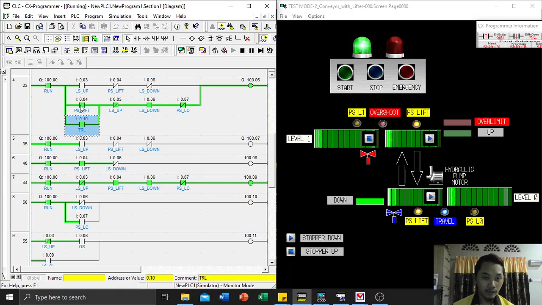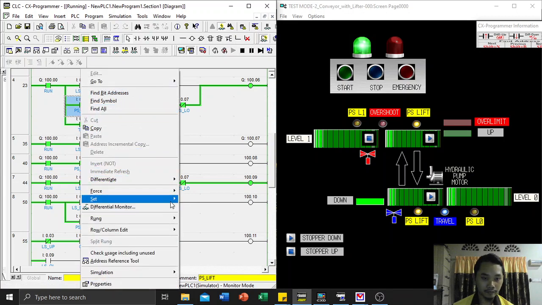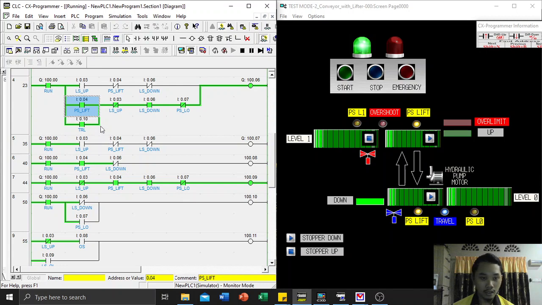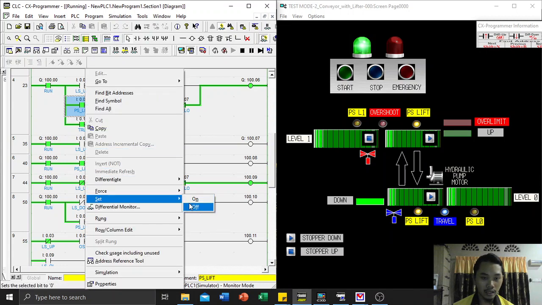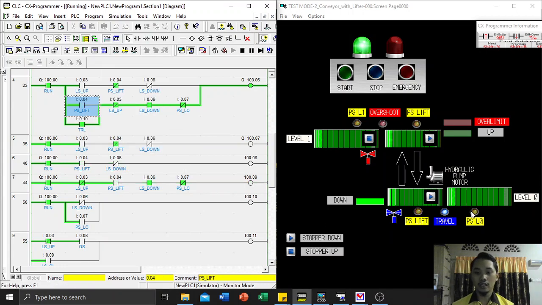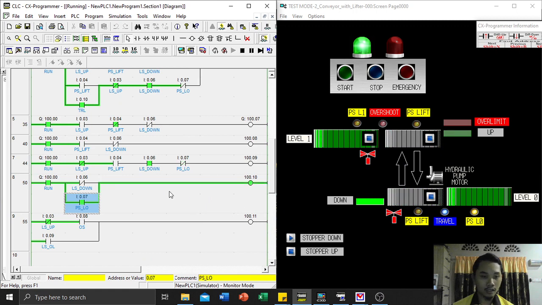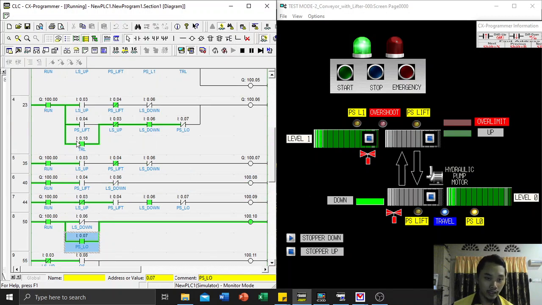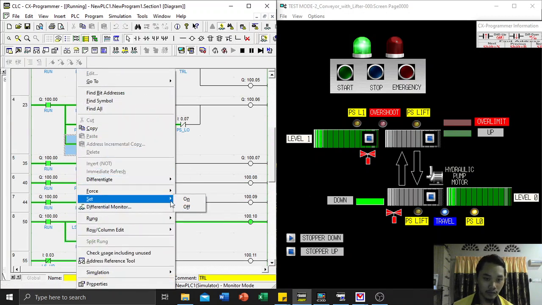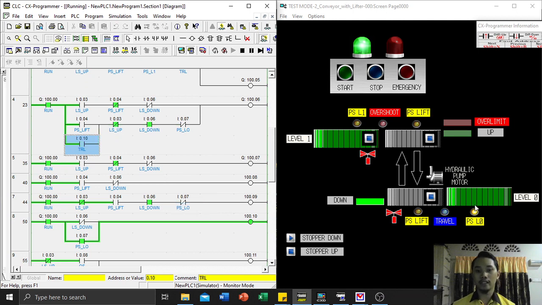If the presence sensor at the table lift is not on, the conveyor will keep running to transfer the load until the presence sensor at level 0 is on. Here you can see that after the presence sensor is on, the stopper at the table lifter will be on. And then it finishes here.